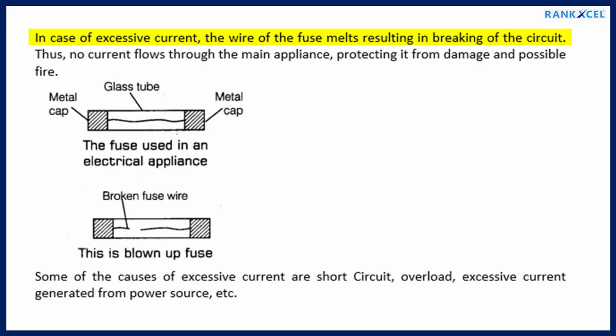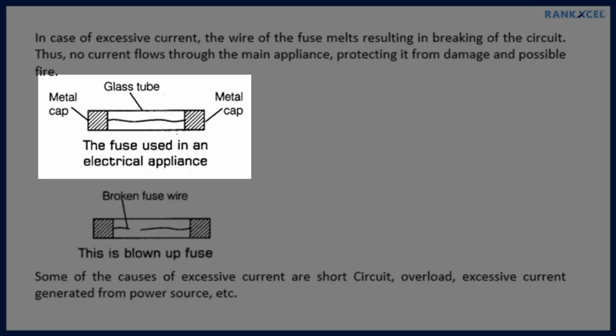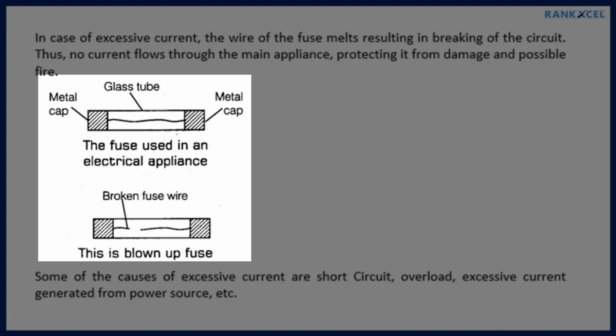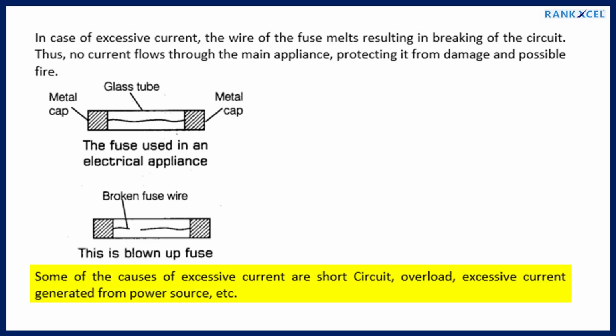In case of excessive current, the wire of the fuse melts, resulting in breaking of the circuit. Thus, no current flows through the main appliance, protecting it from damage and possible fire. Some of the causes of excessive current are short circuit, overload, excessive current generated from the power source, etc.